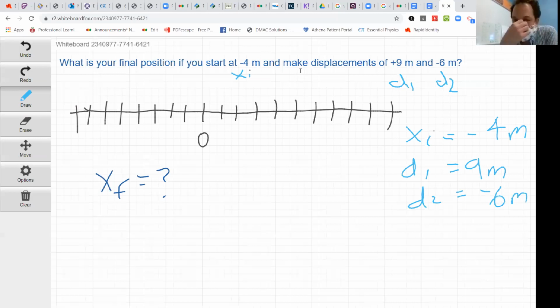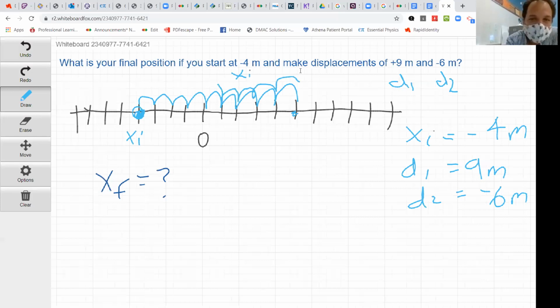All right, so if we just do this on the number line, -4, so 1, 2, 3, 4. This is xi. Then it says we're going to move a 9-meter displacement. So I'm going to go 1, 2, 3, 4, 5, 6, 7, 8, 9, because it was positive, right? Then it says to go back -6. 1, 2, 3, 4, 5, 6. So this is my xf. So what is it? It looks like it's -1.